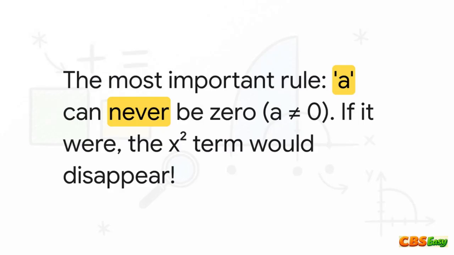And here we go, our first exam alert. This is a classic trap, so listen up. The coefficient a, the number in front of x squared, can never be 0. Just think about it for a second. If a were 0, that x squared term would just disappear, and poof, it's not a quadratic equation anymore.